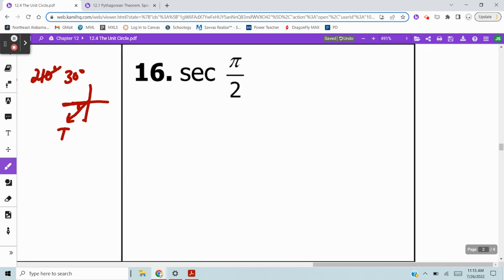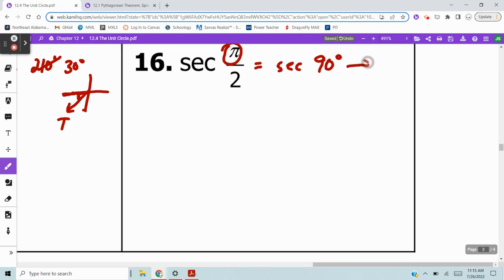And the last one, the secant of pi over 2. Again, 180 divided by 2 is 90. What we're actually looking for here is the secant of 90 degrees. In order to find the secant of 90, we must first use cosine. So we're looking for the cosine of 90, and then we're going to reciprocate it. Now, 90, there's something special about it. 90 is one of those quadrantal angles.